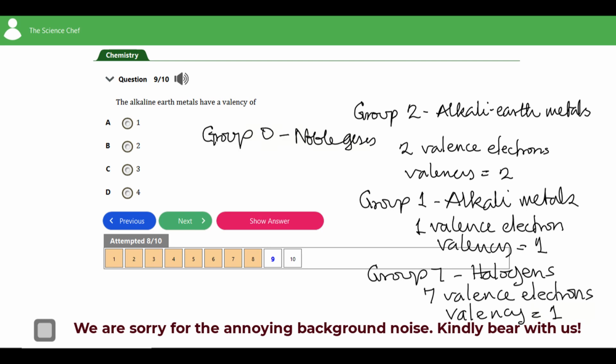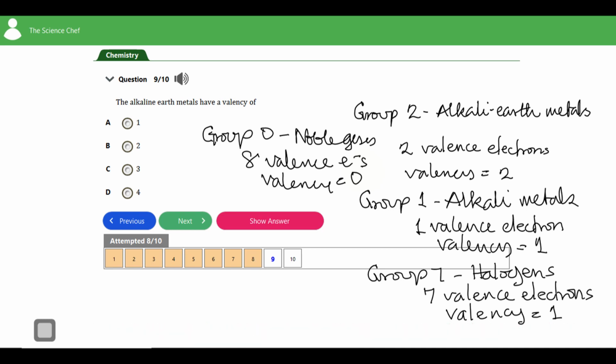Then we have group 0, that's the noble gases. And these ones have what? 8 valence electrons, and they have a valency of what? 0. They have a valency of 0 because they don't need to lose or gain any electron. They are already the royalties of the elements. So that's why their valency is what? 0. So the answer to this question is what? The alkali earth metals have a valency of 2, which is option B.